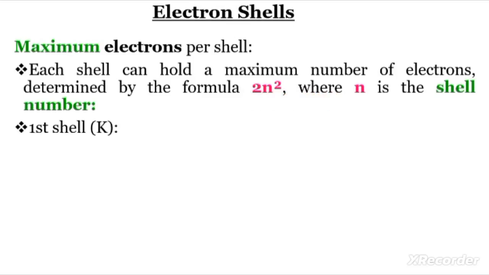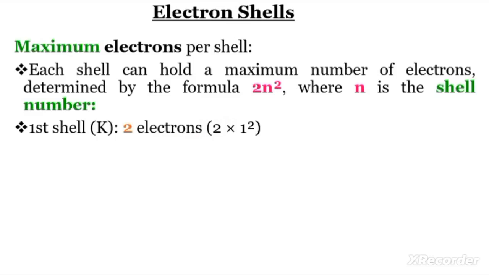Okay, so for example, for the first shell, where there is n, we are going to write 1. So if we say 1 to the power 2 is equal to 1, 1 times 2 is equal to 2. So the first shell will have two electrons according to our formula.